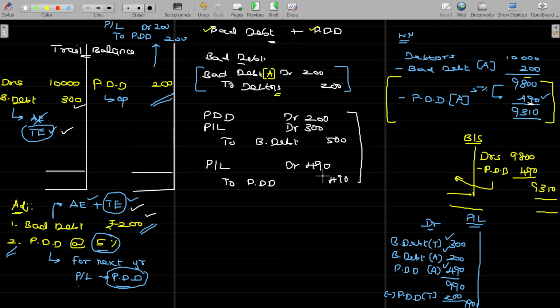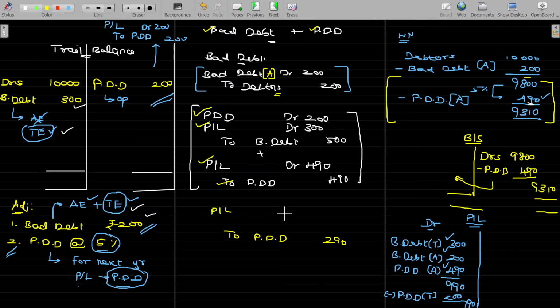We can club these two entries to pass as a single entry. If I club these two entries, PDD debit 300, credit 490, ends with the PDD credit side to be rupees 290. Am I right? And P&L account debit side 300, another debit value 490. You have to add these two.